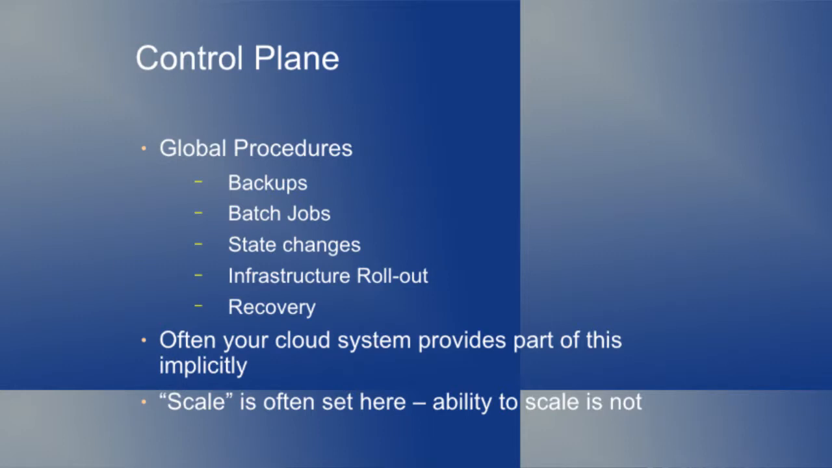Cloud systems often provide this. For example, scale. Today I have 6 servers. Black Friday I will have 24 servers. That's a control plane activity to change that scale. And clearly Amazon's going to provide part of that with an auto-scaling grid.